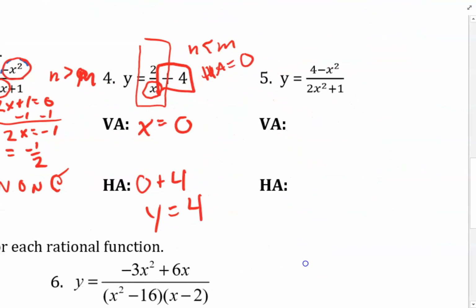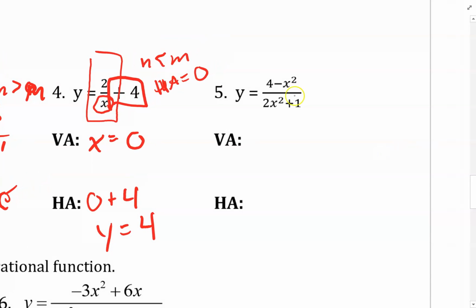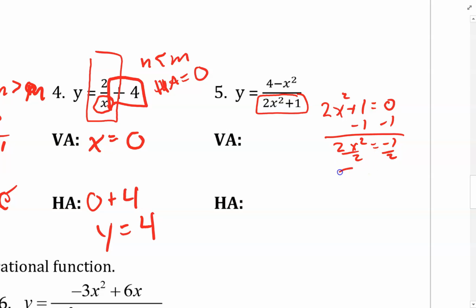Problem number 5. Our vertical asymptote. We're going to set 2x squared plus 1 equal to 0. Subtract 1 from each side. 2x squared equals negative 1. Divide both sides by 2. X squared equals negative 1/2. If I now take the square root of each side, what I'll see is this is a square root of a negative number. That's imaginary. So this will have no vertical asymptotes.